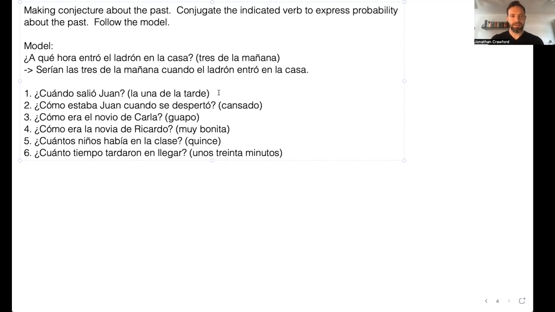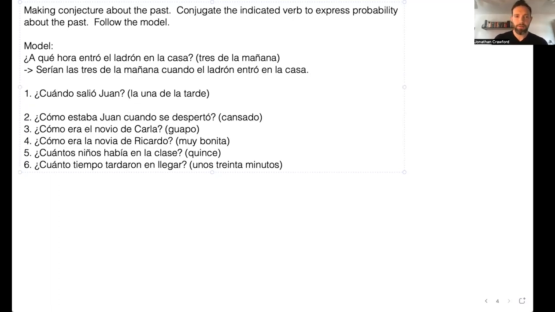And so you have to say, Juan went out probably at 1 in the afternoon, or it was probably 1 in the afternoon when he went out. We have to follow the model. So let's put the answer first. Serían las 3 de la mañana, because in the model it says 3 de la mañana, and that part comes first. So we have to put this part first. La 1 de la tarde. In fact, I can just copy and paste it right here. La 1 de la tarde. That's the answer that we're going to use.